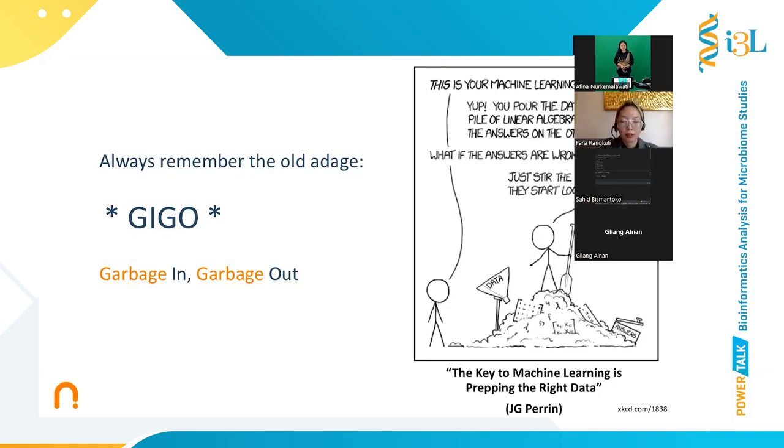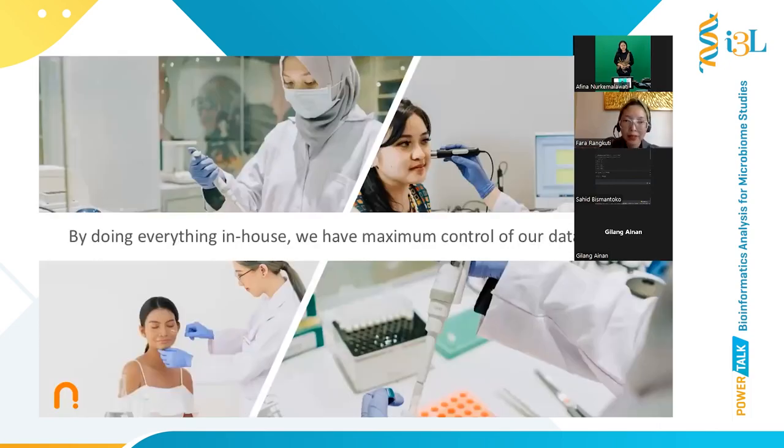The strength of the analysis depends on the strength of the data first and foremost, okay? So that's why a lot of people have said, like this researcher, the key to machine learning is prepping the right data. It's true. You cannot just pull rubbish and try to make it nice. You actually can't do that. And thankfully, we have everything in house. I mean, people in i3L are familiar with this. So we can do our own sequencing and our own collection, and so we have control of our data quality.